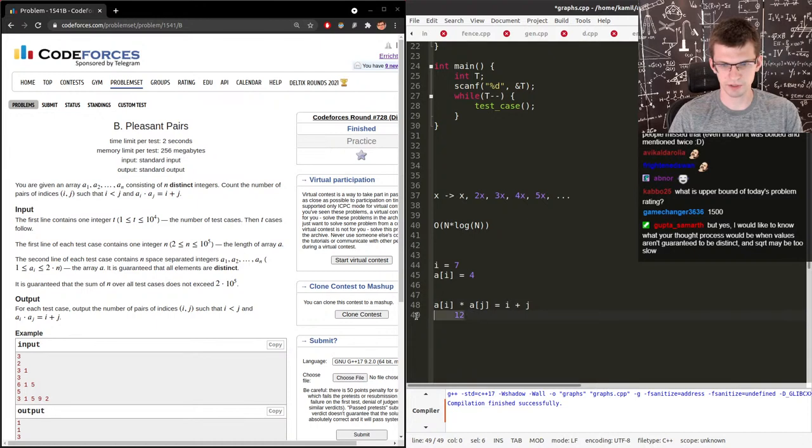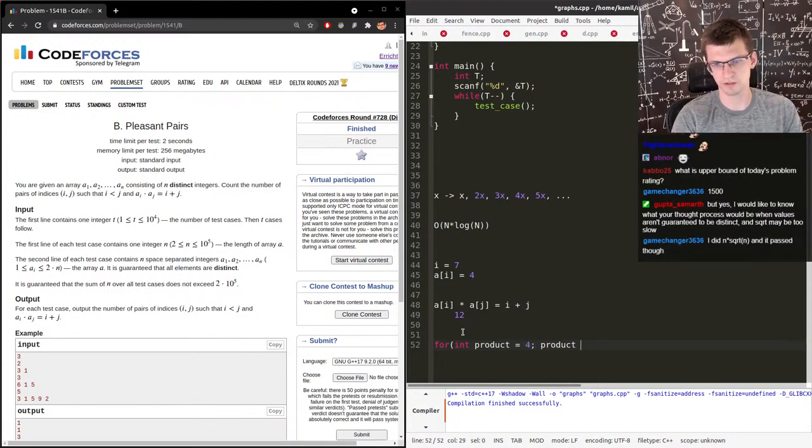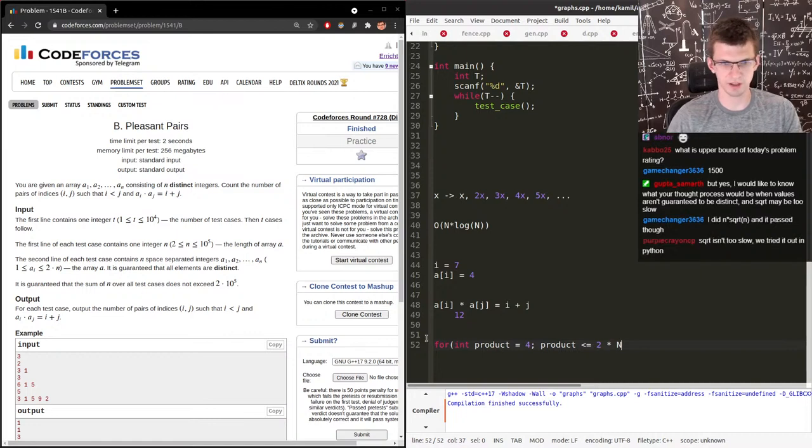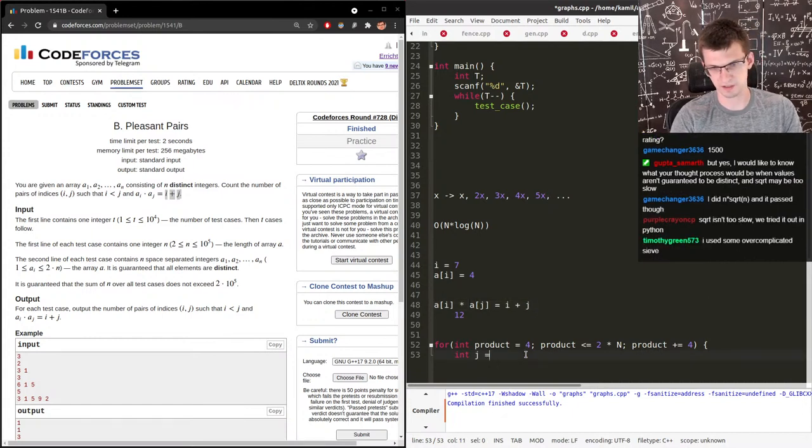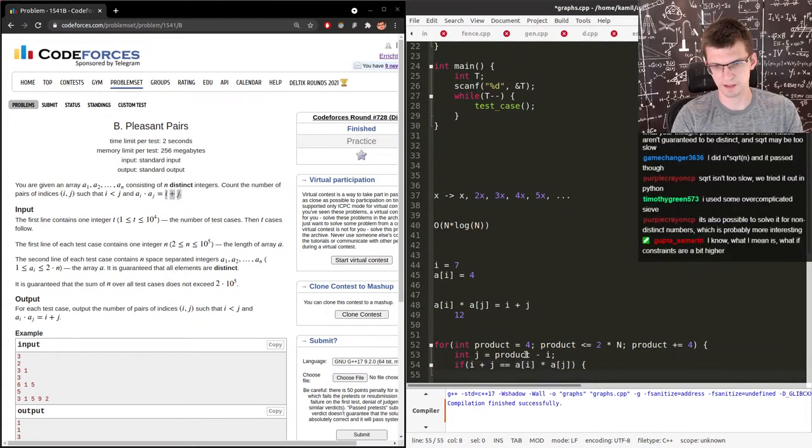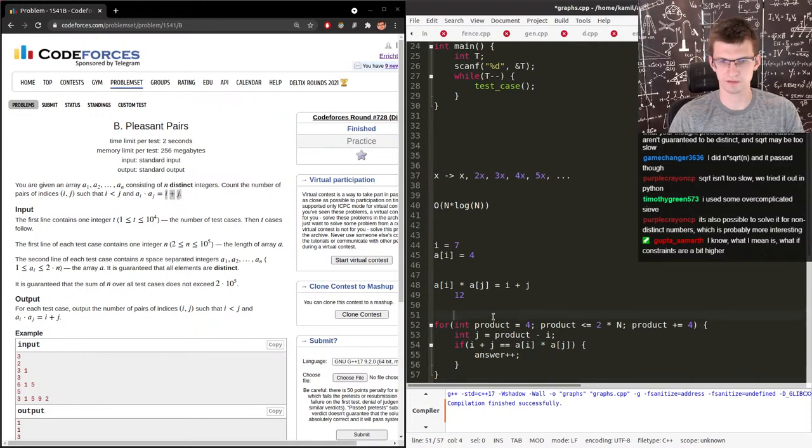Right? So we will have something like, what can be the product starting from 4? The maximum product is 2n because the sum of indices cannot exceed that. The right hand side is at most 2n. We iterate over the multiples of 4. For each of them, we consider that maybe this is equal to the product, so this must be equal to the right side. So product minus i would be j, and now we verify if indeed i plus j is equal to a of i times a of j, then answer plus plus. That's the solution. Here by 4, of course, I meant a of i in general.